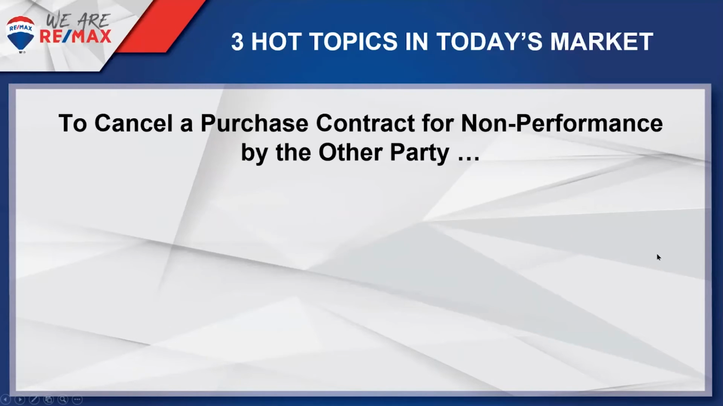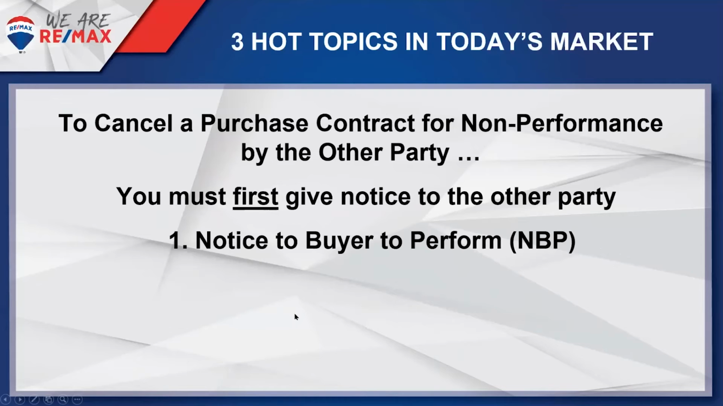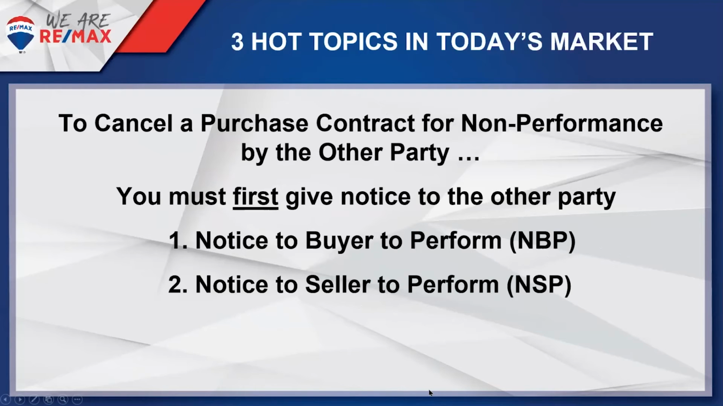And I'm not telling you anything you don't already know. To cancel a purchase contract for non-performance by the other party, it's very important you must first give notice to the other party. Either give the notice to the buyer to perform, either remove those contingencies or take that contractual action. Or if you have the buyer, before you can cancel pursuant to a seller not removing a contingency or not performing, you would have to give the notice to seller to perform.